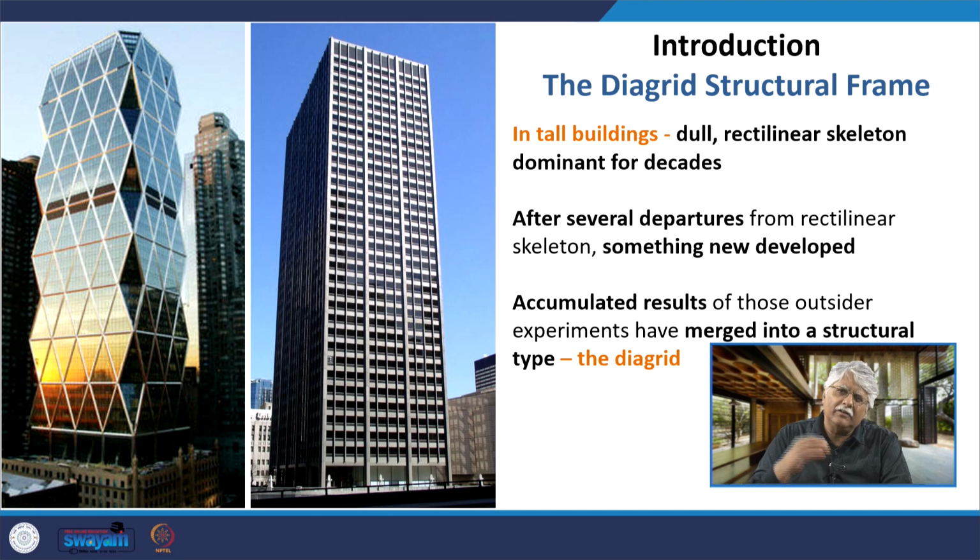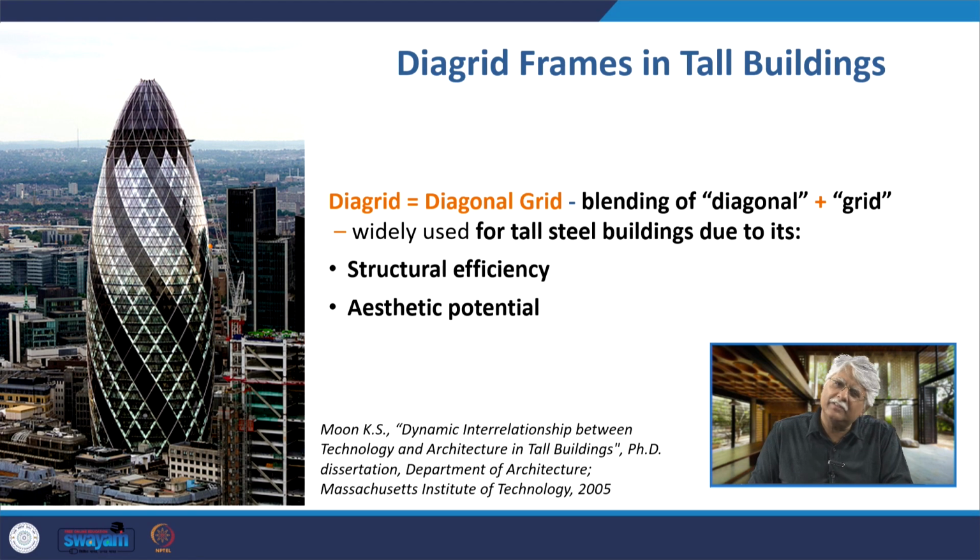It's an accumulated result of several experiments that were conducted, and this merged into the structural type called the Diagrid. What is the Diagrid? Diagrid is a combination of two words, diagonal plus grid, diagonal grid, which is widely used now in tall steel buildings for its structural efficiency and for its aesthetic potential.